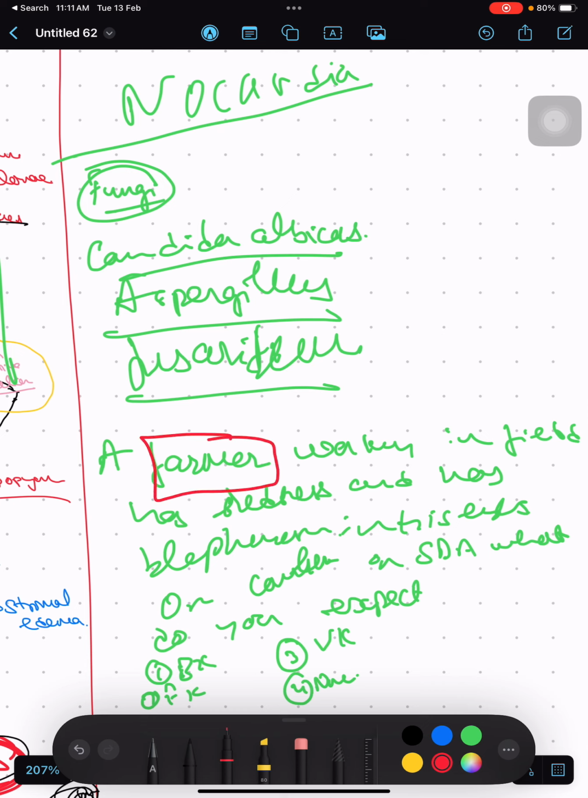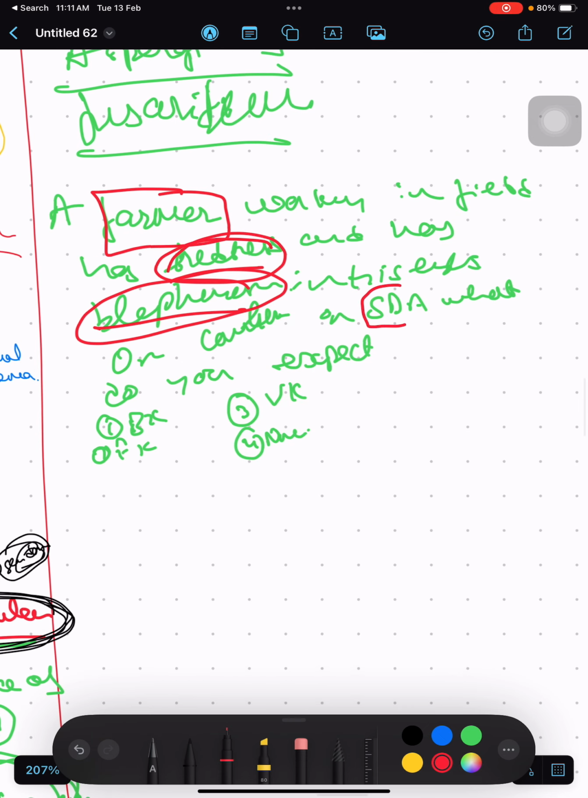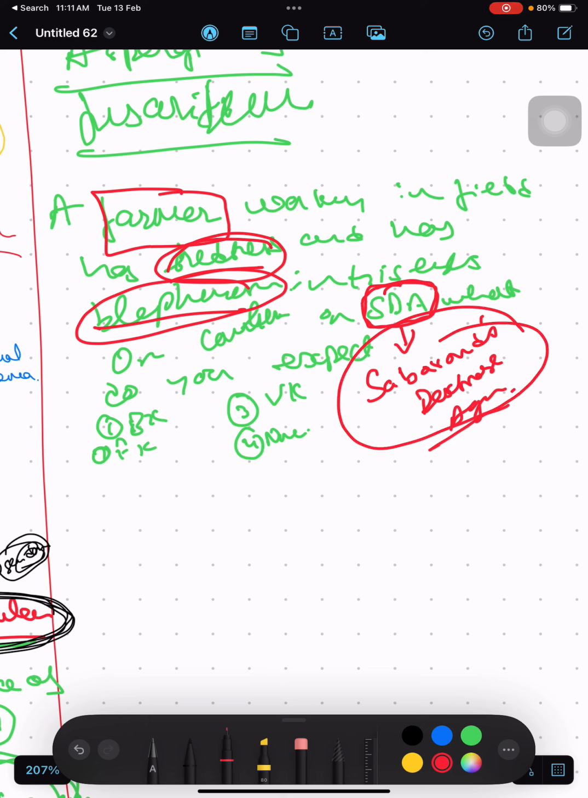Redness, blepharospasm, most of the eye diseases have redness and blepharospasm. SDA. Why did I write this SDA? Because this is Sabouraud dextrose agar. Okay, Sabouraud dextrose agar is an important media for the cultivation of fungi. What is the expected time for the cultivation of the fungi? It's 7 to 14 days. Okay, so it's a fungal keratitis, right?